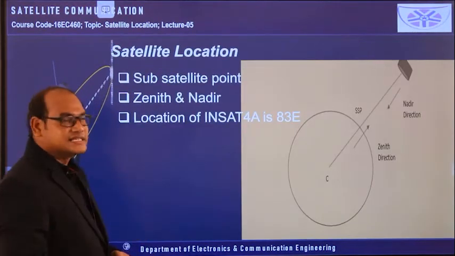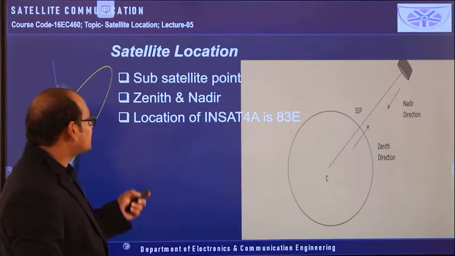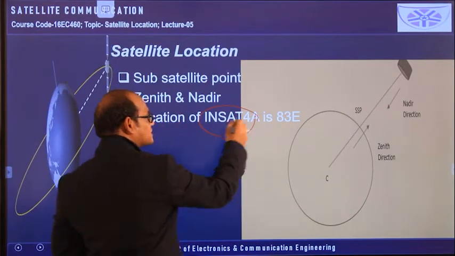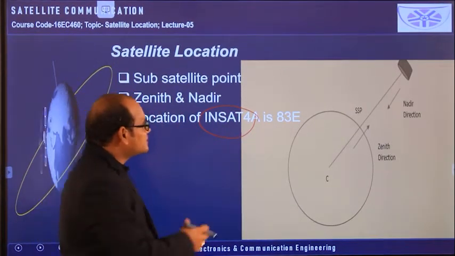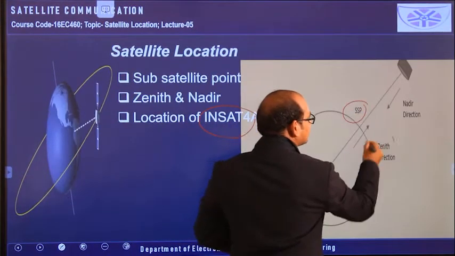These are the things we will see in this lecture: subsatellite point, what zenith and nadir are, and the location of the satellite INSAT 4A, which is given by 83 degrees east. We will discuss this here. And by using this diagram we can explain what the subsatellite point is, and what zenith and nadir are.